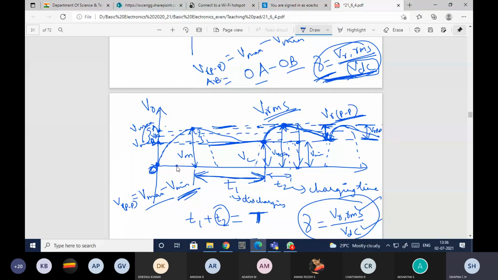From this portion to this portion is your VDC. So I need this VDC value from this ground point to this VDC. I need to know what the value is. You may ask me, why exactly here? Because we are finding the average value of the ripple factor.